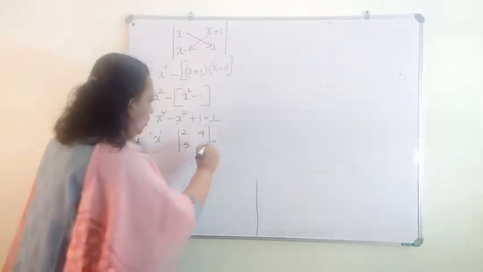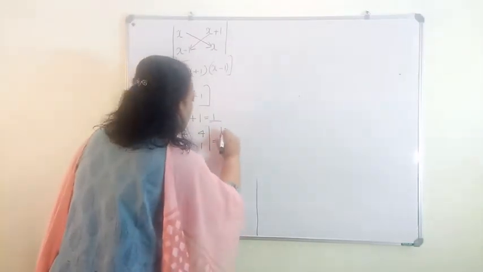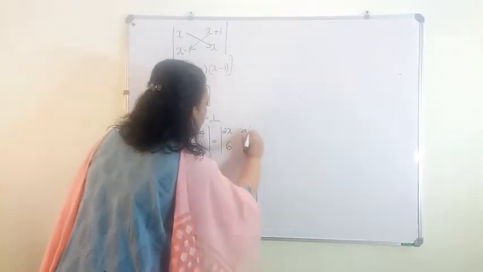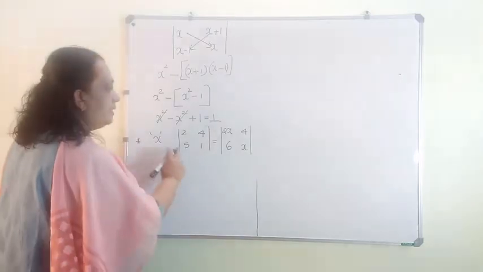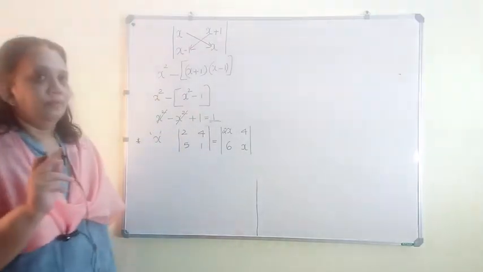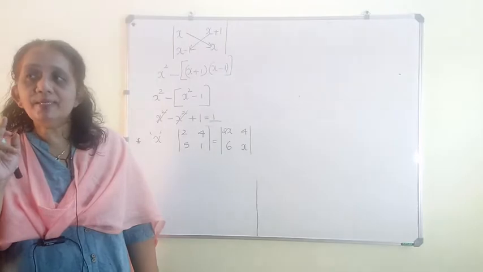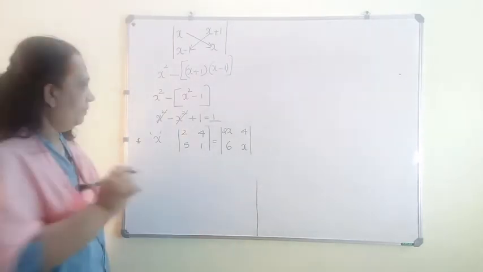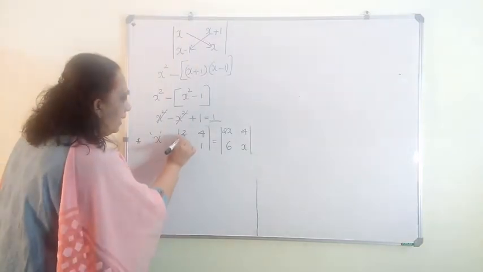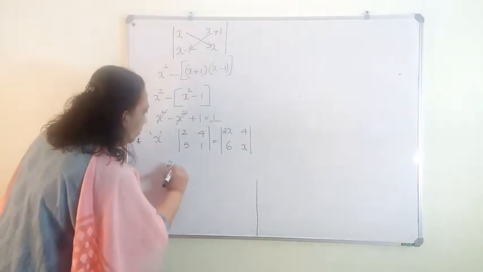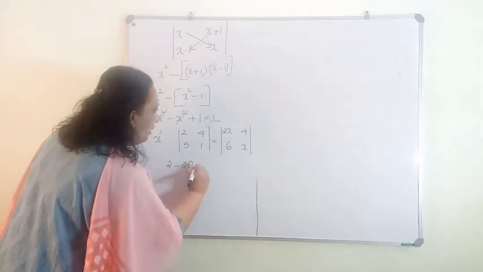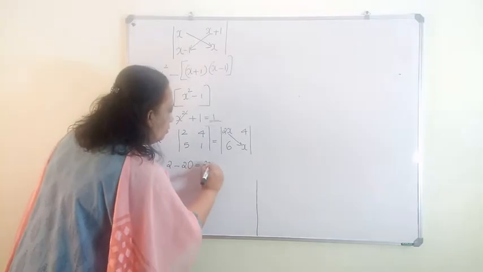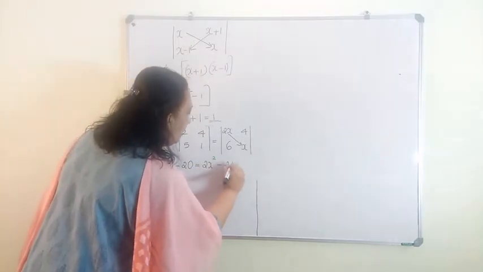is equal to determinant 2x, 4, 6x. Don't get confused because it is a determinant, not a matrix. Determinant means it will have a definite value, while matrix means it is just an arrangement of data. So what is the value of the determinant on the LHS? 2 into 1 is 2, minus 5 into 4 is 20, is equal to here. What is the value? 2x into x is 2x squared minus 24.